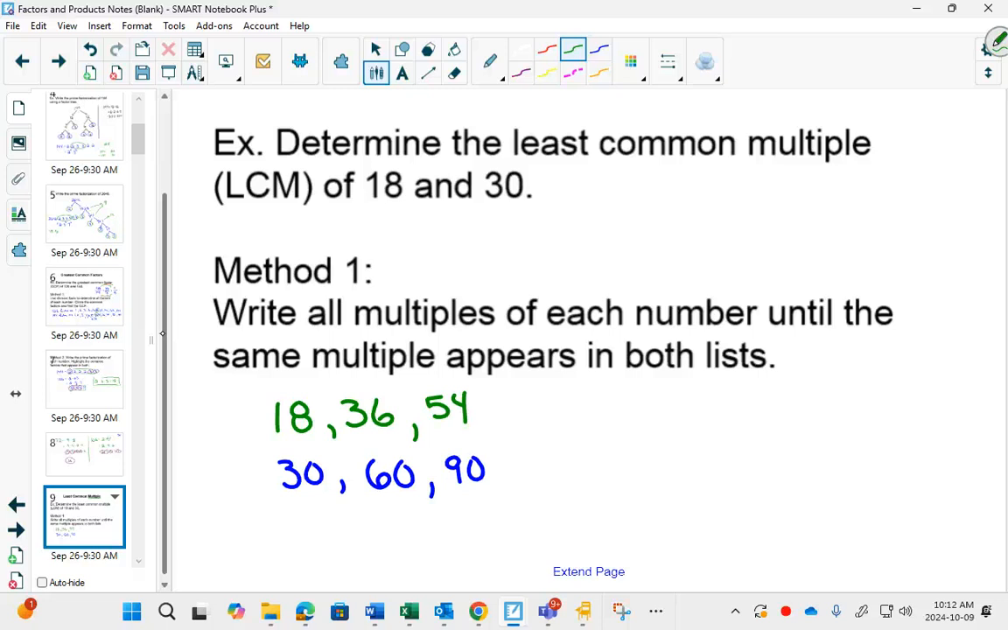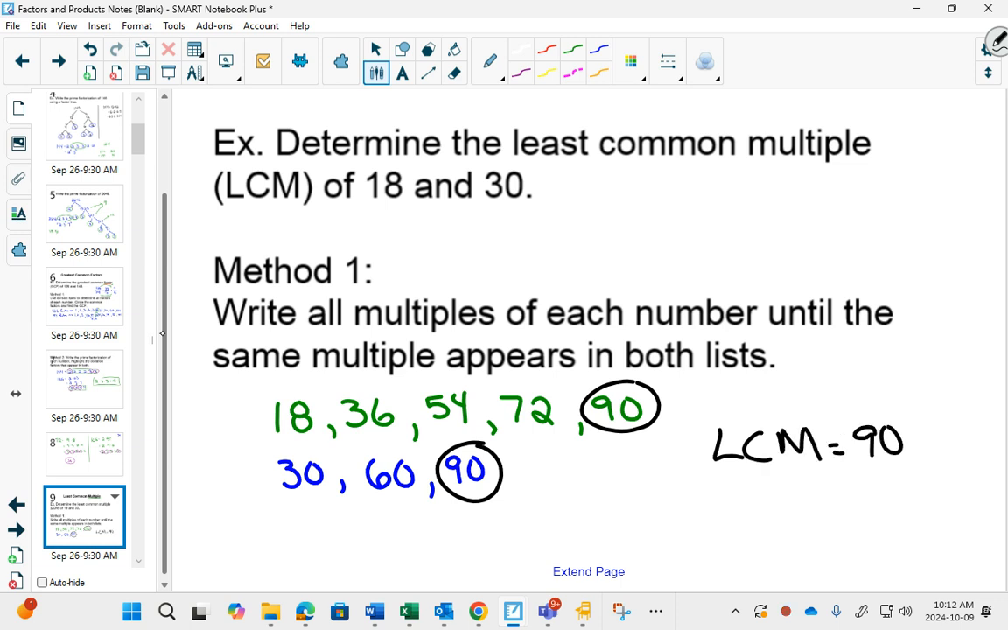Because I got up to 90, which I passed the green one, so the green one needs to catch up. So I need to add 18 again. You see that you would get 72. Add 18 again, and you get 90. Look at that. We use LCM as a short form for least common multiple. We get our least common multiple.